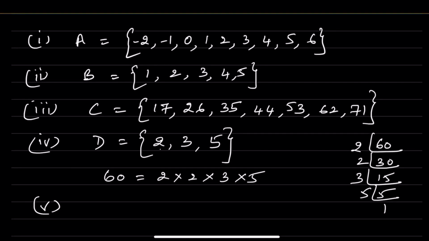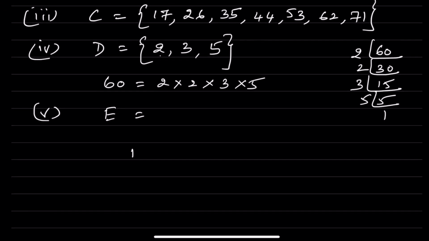Next, fifth one, here E is the set of all letters in the word trigonometry. So in the word trigonometry, you can see that it consists of 12 letters, 1, 2, 3, 4, 5, 6, 7, 8, 9, 10, 11, 12. So now what all alphabets are there in the set we have to see.